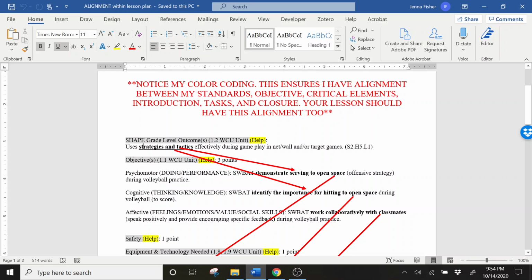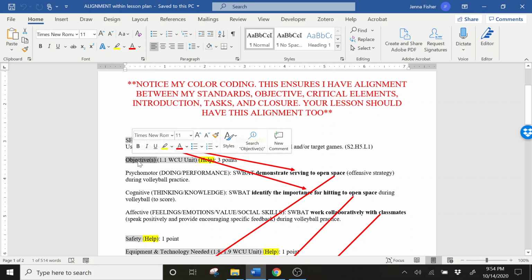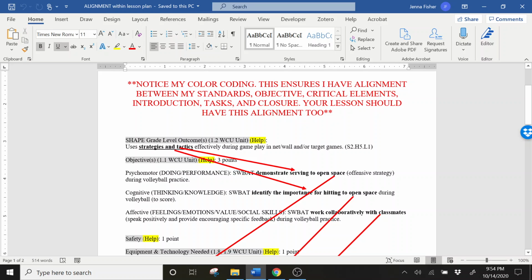So therefore your objectives, which are essentially your major goals for your day, the goals that you want your students to learn before the end of your class, should also align with what you're teaching, which is strategies and tactics during gameplay of some type of net/wall game, which we already identified was volleyball. So our psychomotor objective is always your physical objective. So you should be able to physically see your students doing whatever it is. So it's the doing, there's some type of performance related to it, and that's that psychomotor objective.